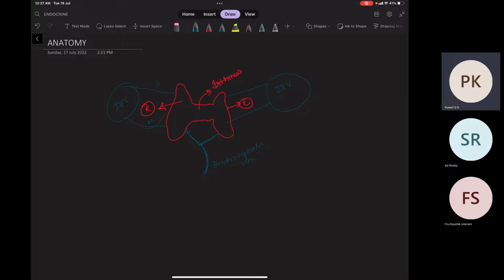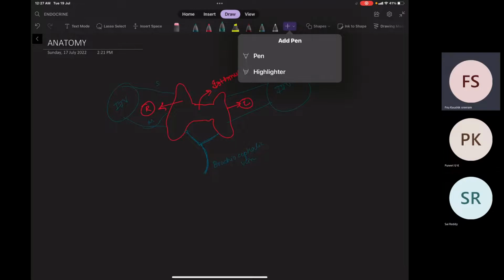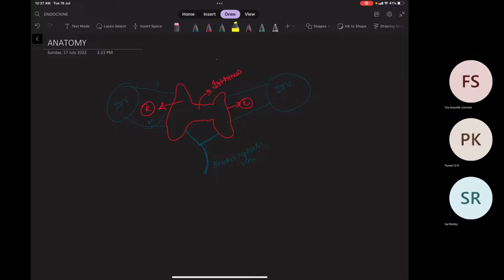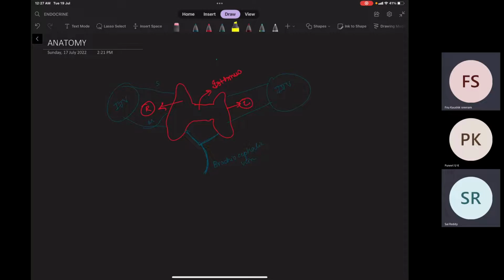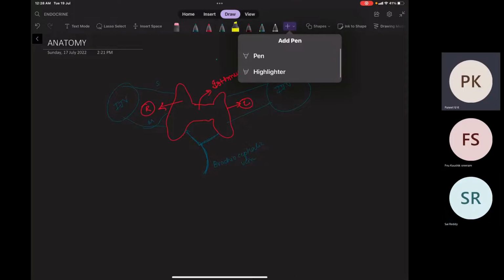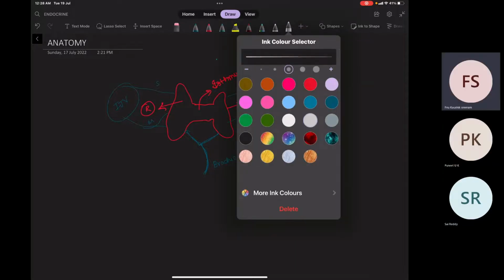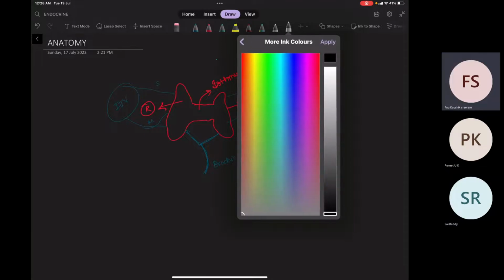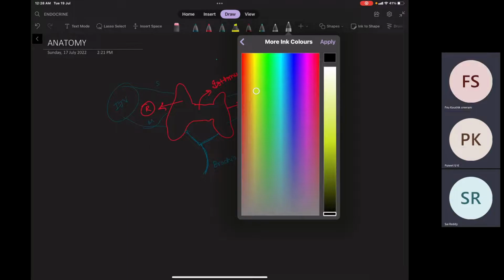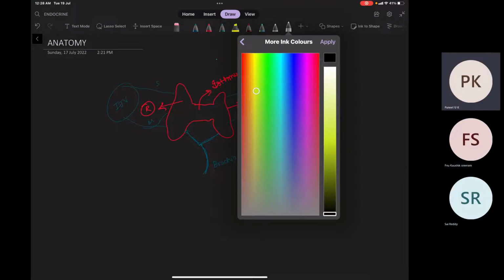Then nerve supply, please. At least this. Recurrent laryngeal nerve, and what else is there too? Recurrent and external laryngeal.